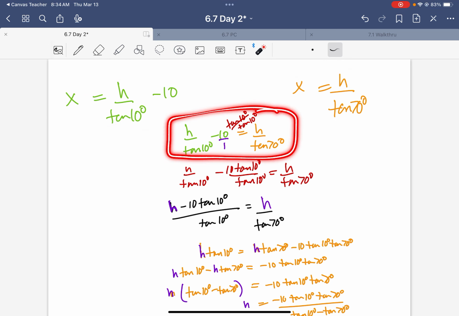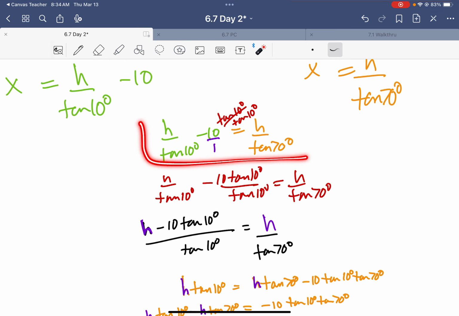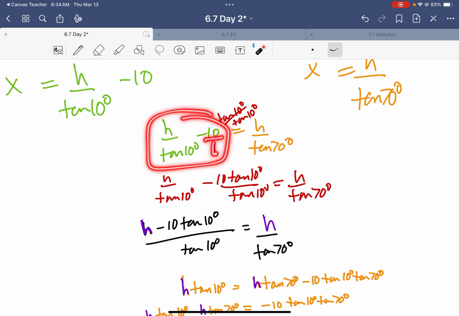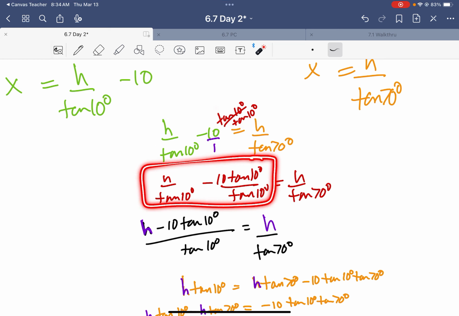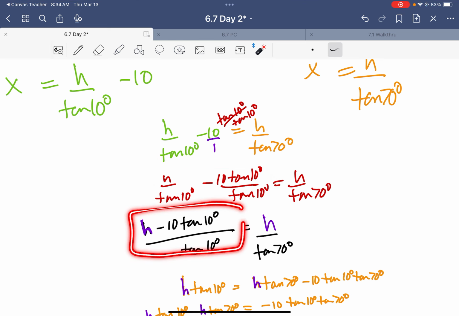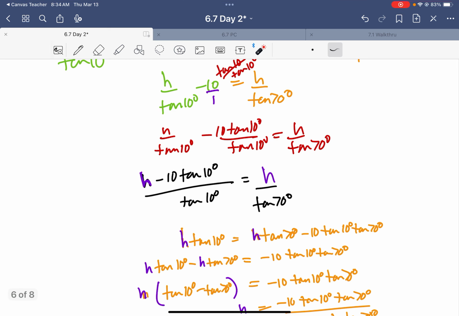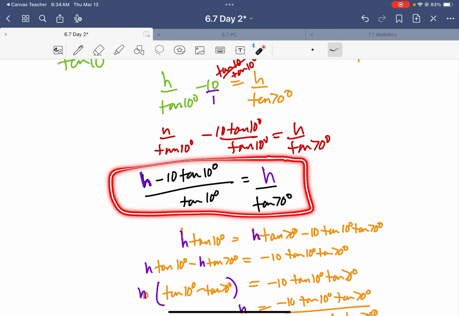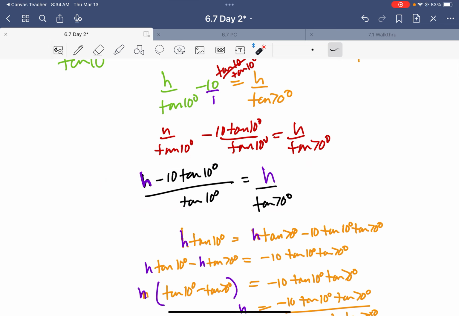And so you now have this. Well, what do you do once you have this? Well, minus 10 is the same as minus 10 over 1. So to add these fractions, I just multiply by tan 10 over tan 10 to get this. But then to combine these fractions, I guess I get this. And so now you will see that you have an equation only involving h, which we have to solve for. So since I have a fraction equal to another fraction, then I may cross multiply and get this.